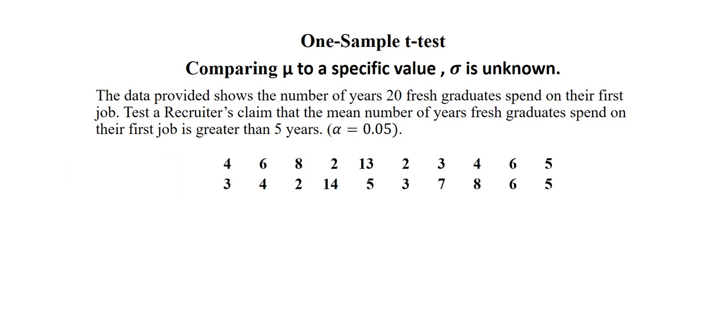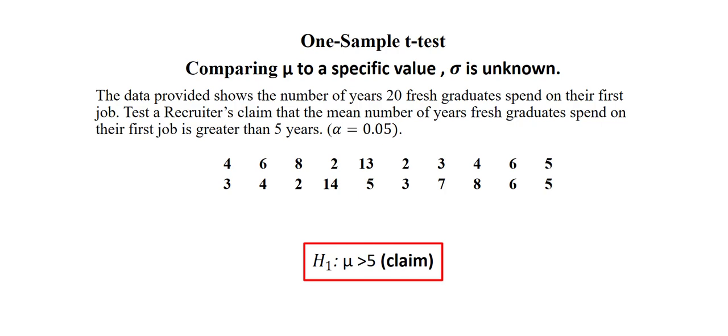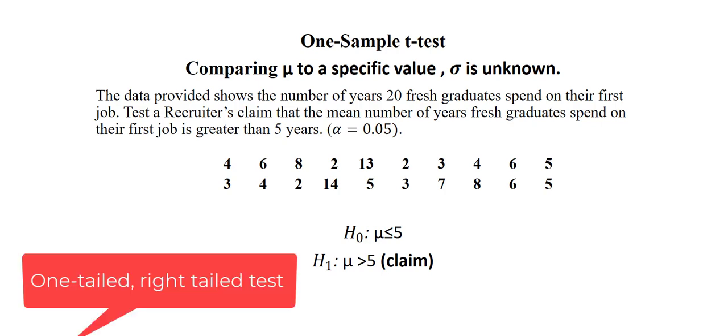To be able to do this test, our claim is that the population mean is greater than 5. So as a result of that, our claim is the alternative hypothesis. Then the corresponding null hypothesis will be the mean is less than or equal to 5. We're going to be performing a one-tailed test that is right-tailed.